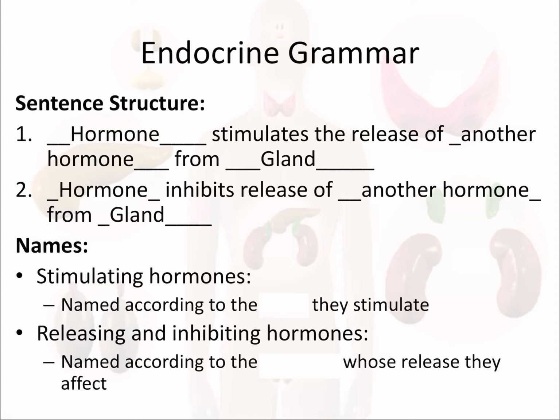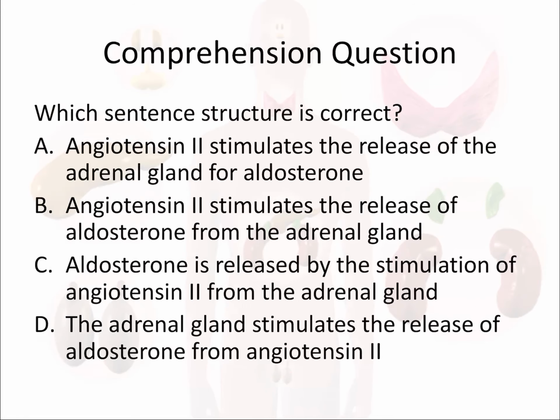Now we have some names that we use depending on what those hormones do. A certain class of those are called stimulating hormones, and they're named according to the gland that they stimulate. But then we have releasing and inhibiting hormones, and these are named according to the hormone whose release they affect. So which sentence structure is correct? We can take a look at those.